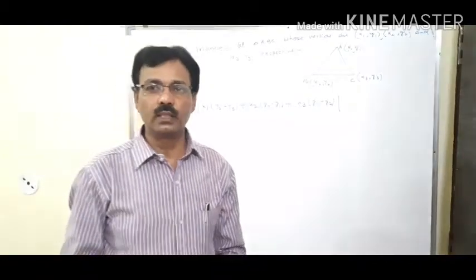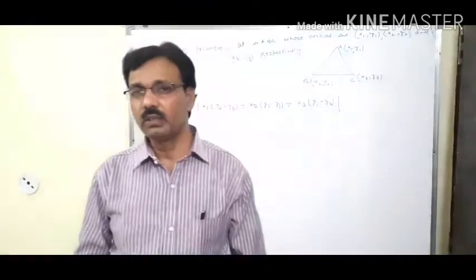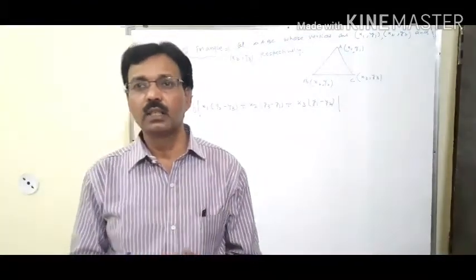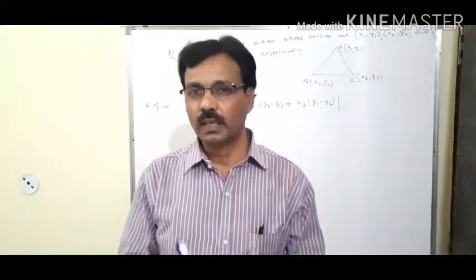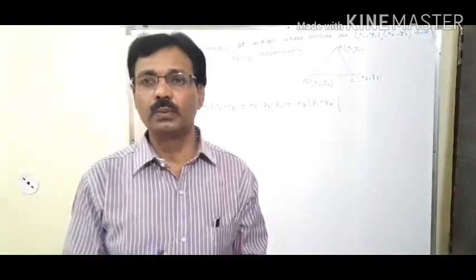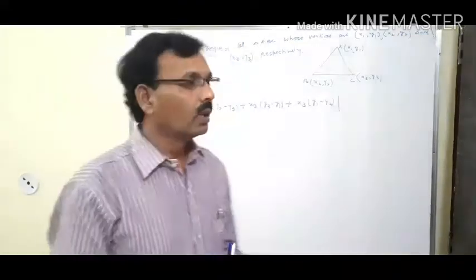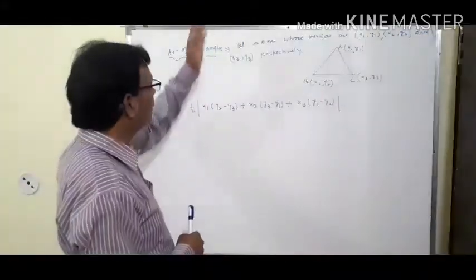Hello students, in this video we will discuss three formulas. First is the area of a triangle, second is the area of a quadrilateral, and third is the criteria of collinearity of given 3 points. First we take the area of a triangle.